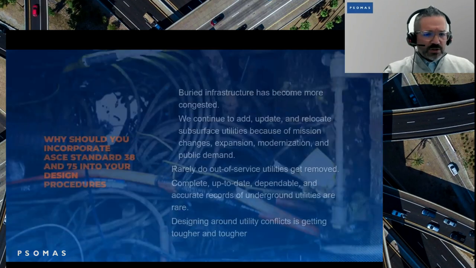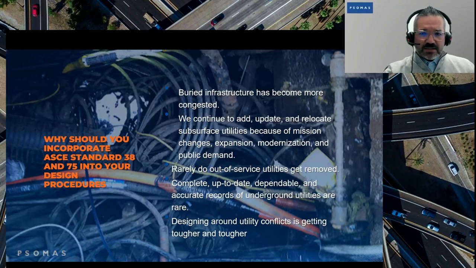So why should we incorporate these standards into our design procedures? Buried infrastructure has become more congested. A lot of times when we're going down the streets, we're putting in more and more utilities as time goes on, but we're not taking out the old ones. We're not taking out the abandoned utilities or older utilities. We continue to add, update, and relocate subsurface utilities because of mission changes, expansion, modernization, and public demand. We've seen this now with broadband and such. We continue to add things into the street, and it continues to congest the area.